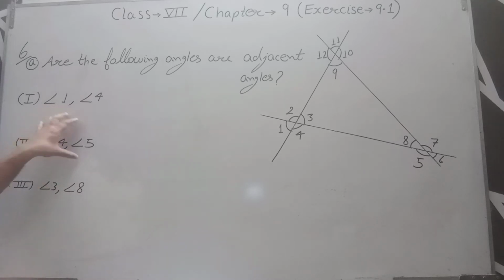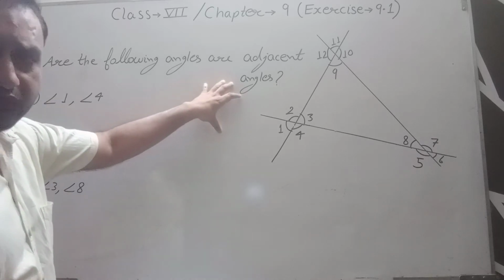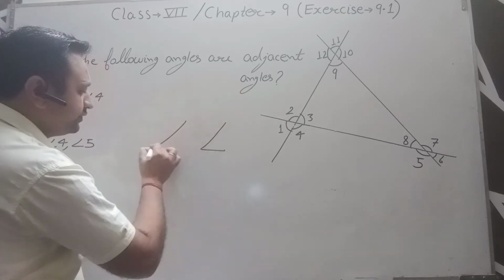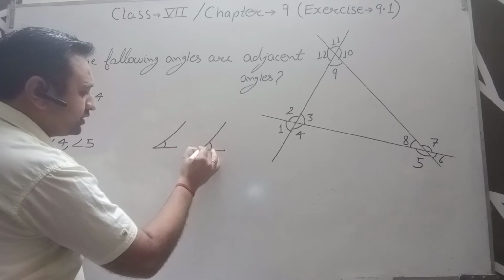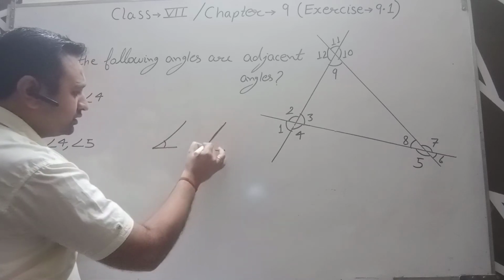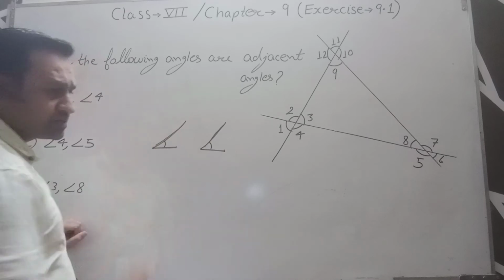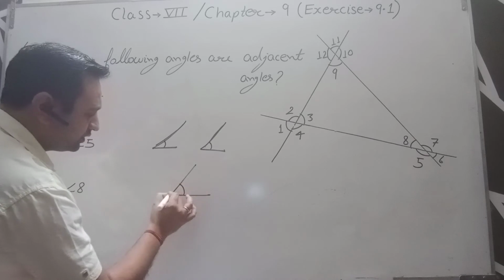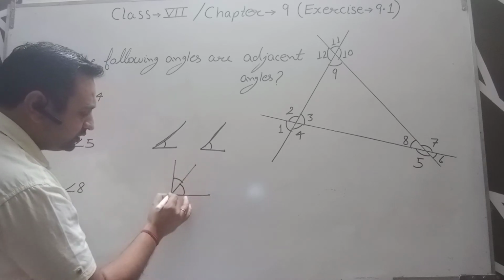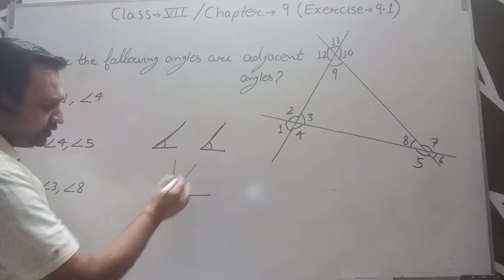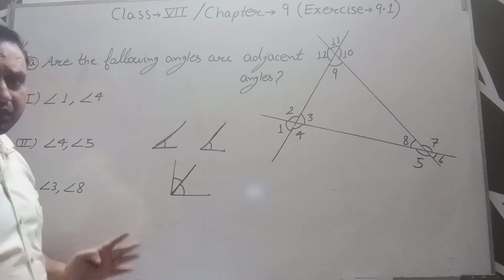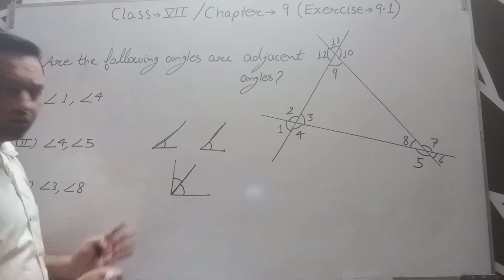To discuss whether this pair is adjacent, yes or no, firstly we revise again adjacent angles. So what are adjacent angles? Suppose these are two angles. It is the vertex of the angles and these are arms of the angles. Now we have to draw two angles like this. Both angles have the same vertex and both have one arm common and their non-common arms are on opposite sides of the common arm.